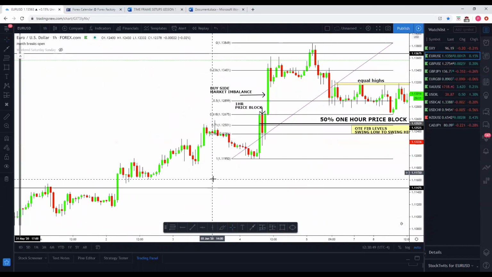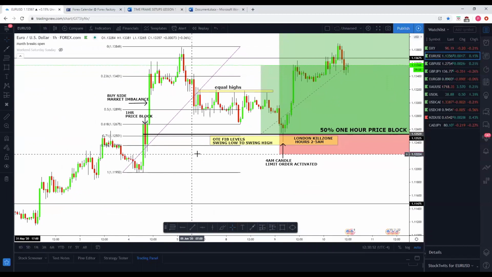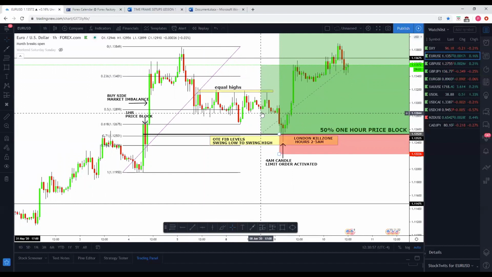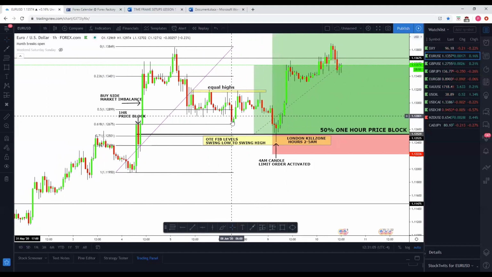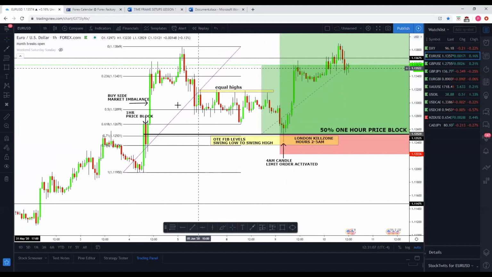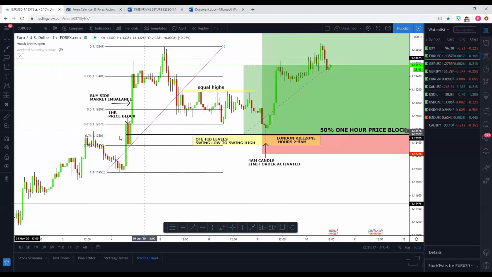So I had a bullish bias on Euro USD, and I was just waiting. I knew there would be some type of manipulation to the downside, and if they were going to manipulate to the downside, where would be the key level of looking for a re-entry to the upside in Euro USD? Well, this 50% of this price block here is the key level that we're looking for, and our OTE fib levels are between the 71 and the 786. Those are heavily discounted prices for re-entry.